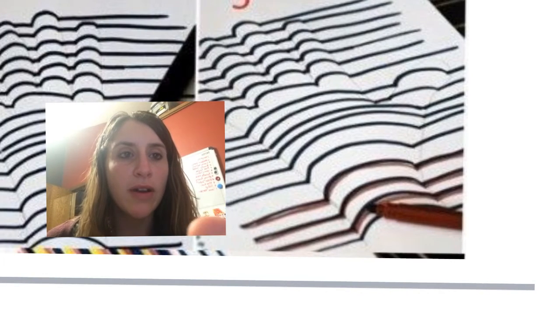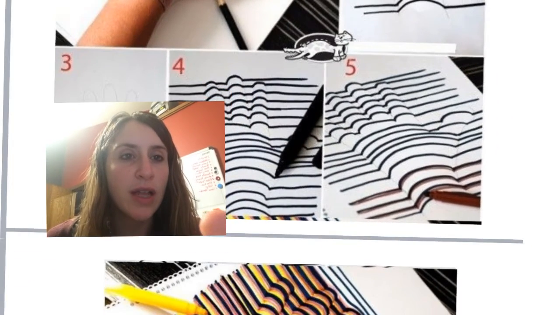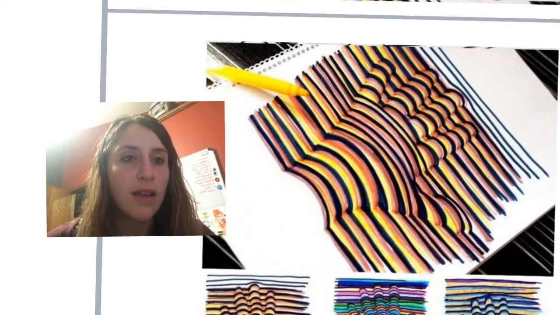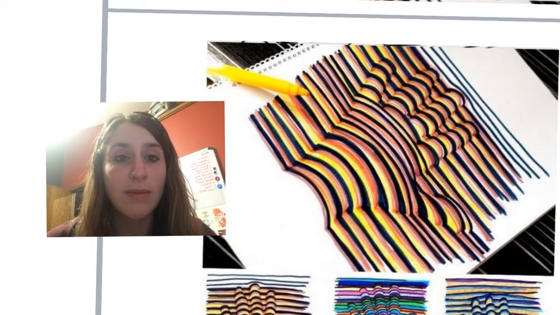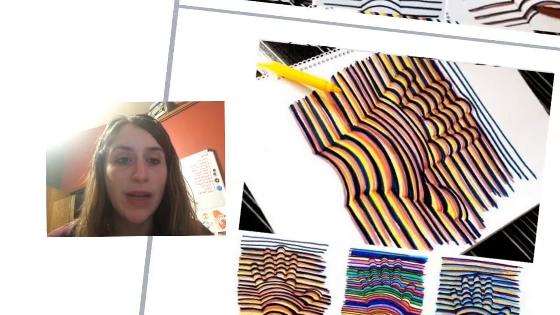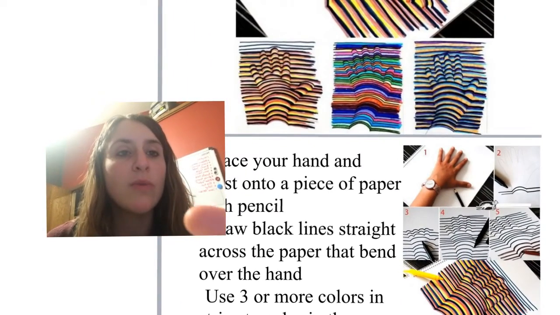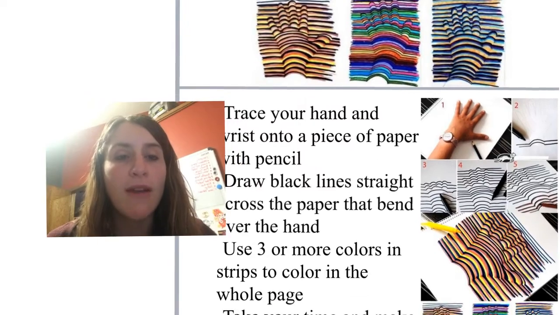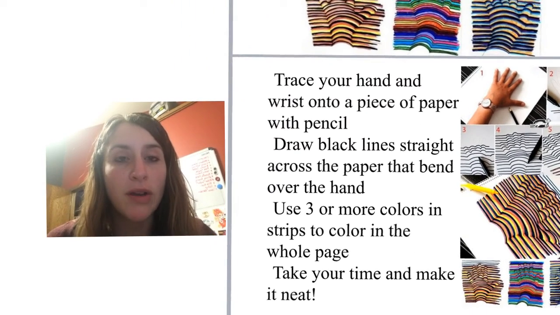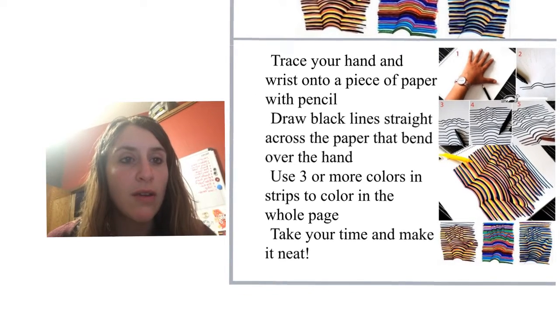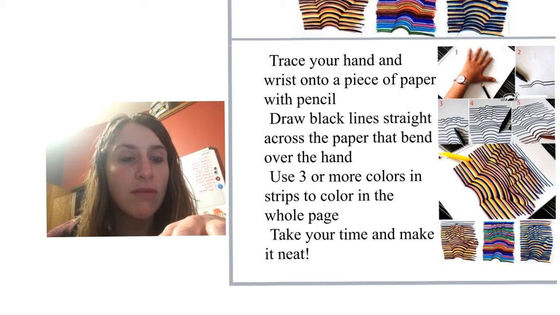Okay, and then you add color. So you add strips of color in between those straight lines, and you'll end up with something that looks very dimensional. It's pretty simple. Have fun with it. Use colors as much as you want. Whatever you have is fine. Markers are good for this, but if you don't have them, use whatever you have. Okay, so there's the instructions there.